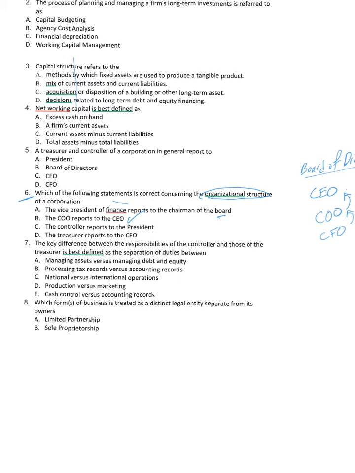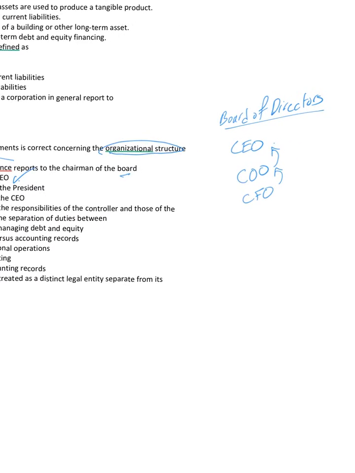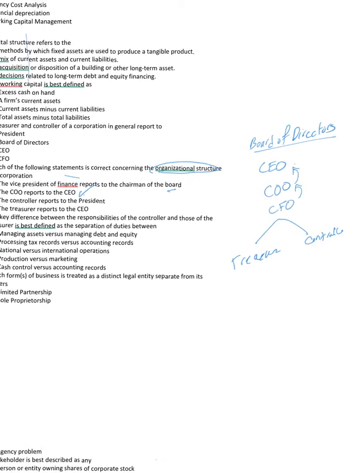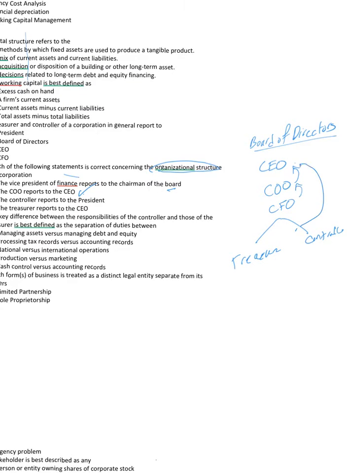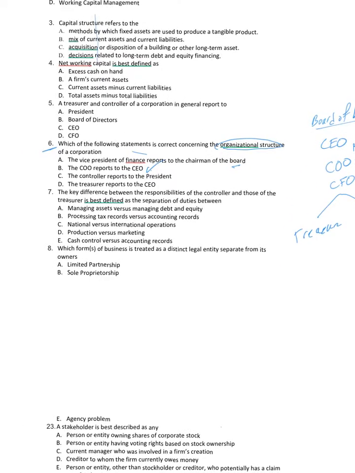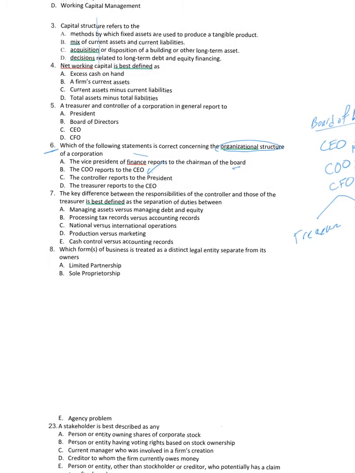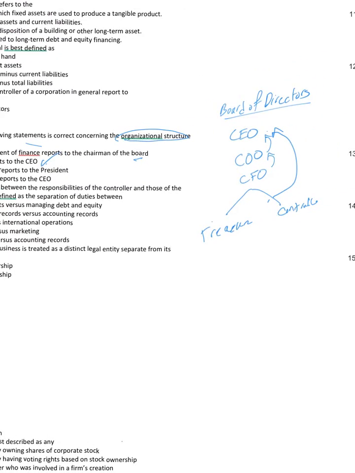The controller reports to the president. That doesn't really make any sense, because if you look at the chart again, you will see that both the controller and the treasurer are under the CFO, and therefore they have to report to the CFO, not directly to the CEO. The same holds for the treasurer.